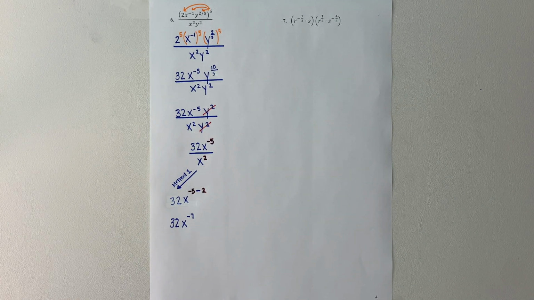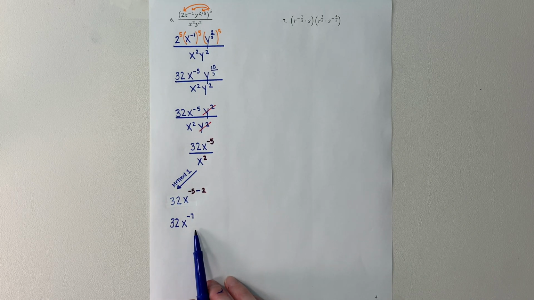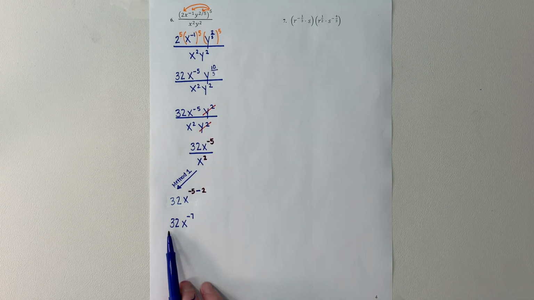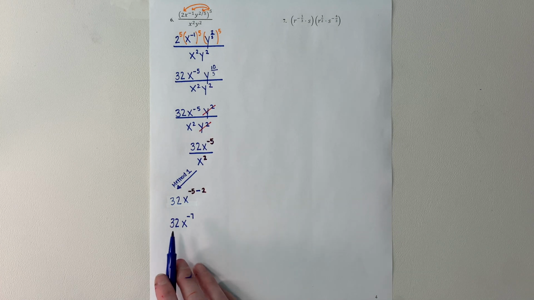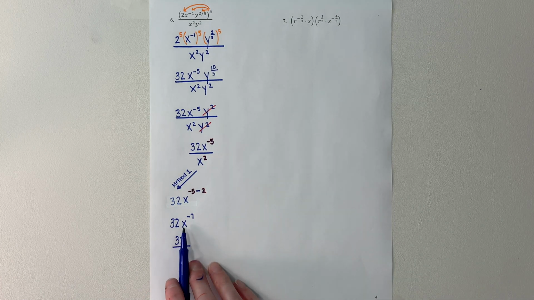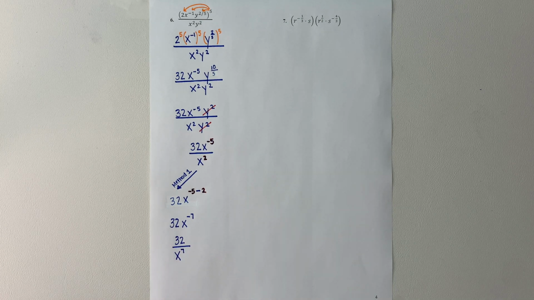Now, we've almost completely simplified, but we have a negative exponent. So we need to rewrite this expression using positive exponents. Now, this negative exponent only applies to the x. It does not apply to the 32. So when we rewrite this using positive exponents, we keep the 32 in the numerator. And since this negative exponent only applies to the x, it's only the x that we're moving to the denominator. So we're going to pick this up and move it to the denominator. And when we do, that exponent becomes a positive 7.